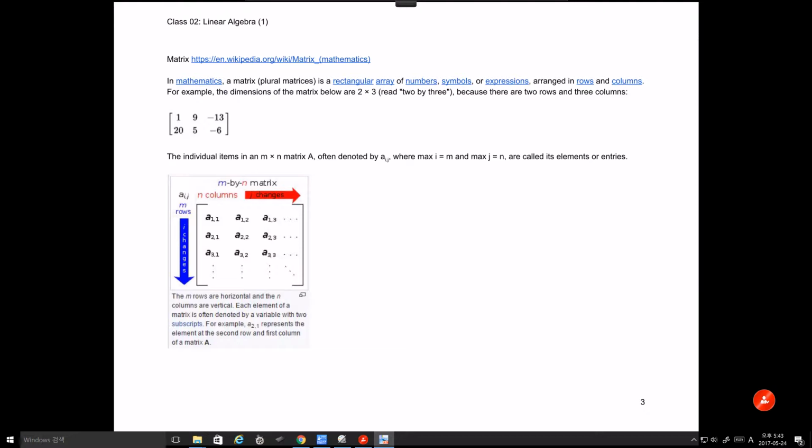They are called the elements or entries of the matrix. So this one is an m by n matrix. For the entry a_ij, i is the row index and j is the column index. The m rows are horizontal and the n columns are vertical.